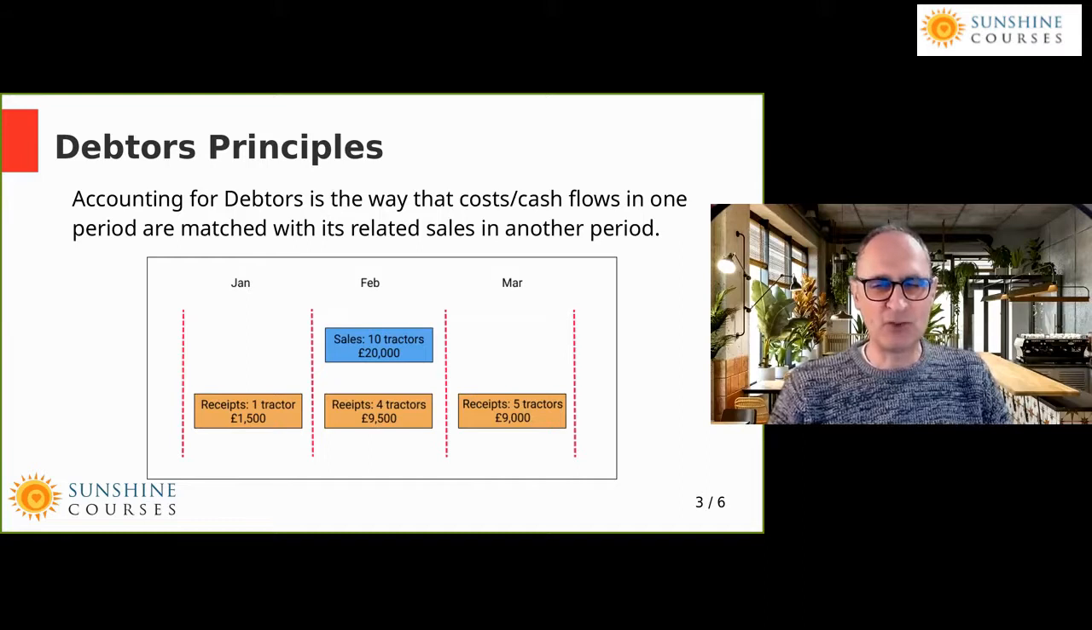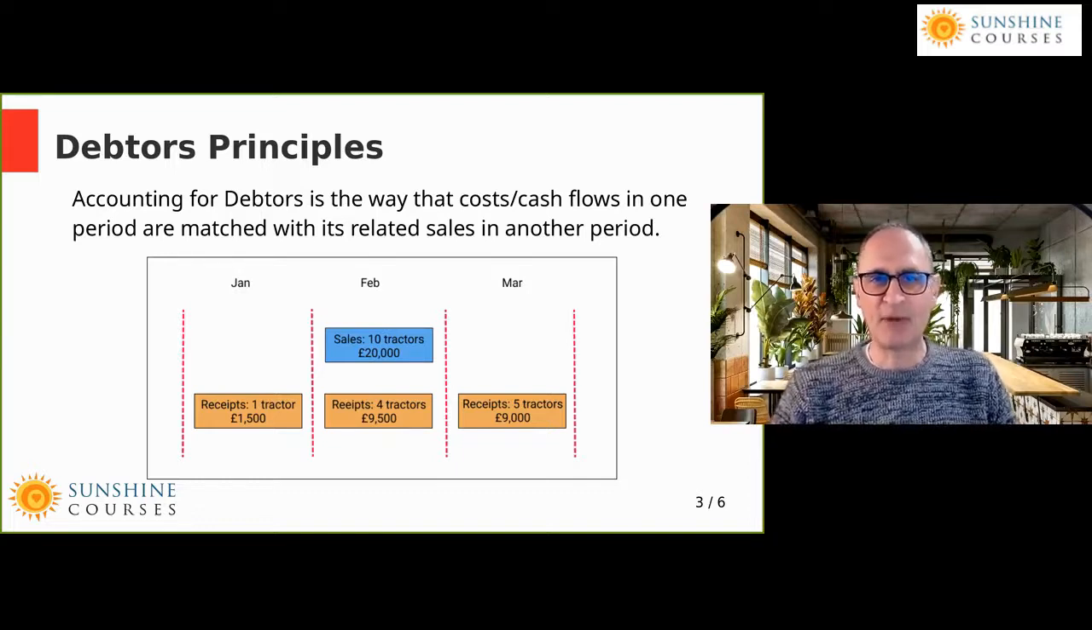But the one thing I just need to draw your attention to is when we raise the invoice in February, we don't know when we're going to be paid. We don't know if we're going to get paid in February or in March. So we need an accounting system that doesn't really mind one way or another. And the way we deal with that is we raise an invoice in February, record the whole of the amount in February, whether or not we're going to receive the money in February. At the time we record the invoice, we don't really care when the money's going to come in.